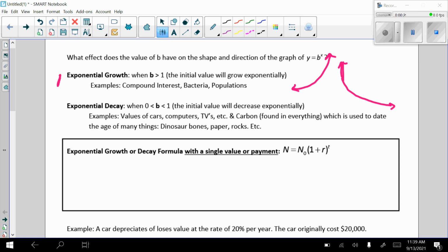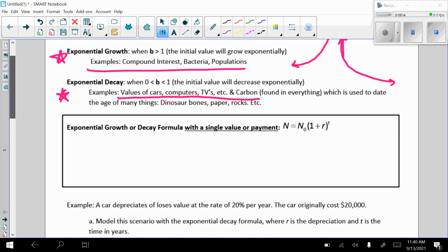We have a couple of examples right here for you so you can think about why we would use exponential growth and exponential decay. And I'm going to do a couple of financial problems with you so that you can get a feel for how we would use these in real life.